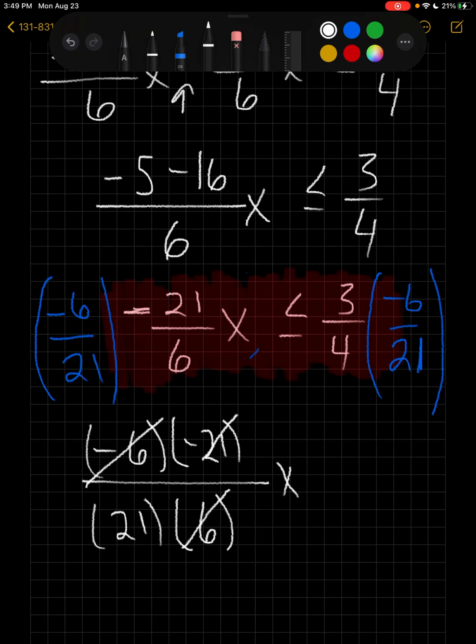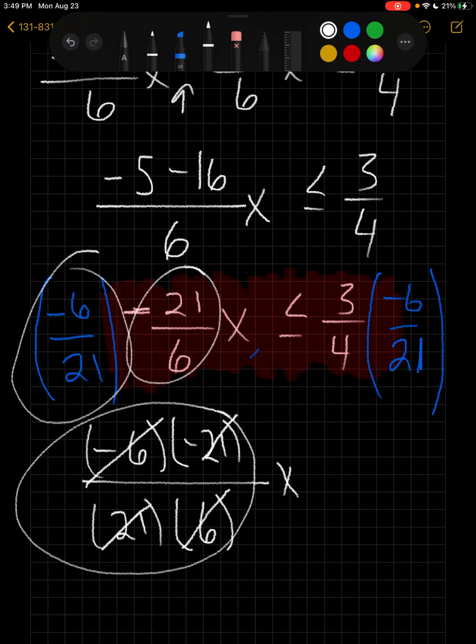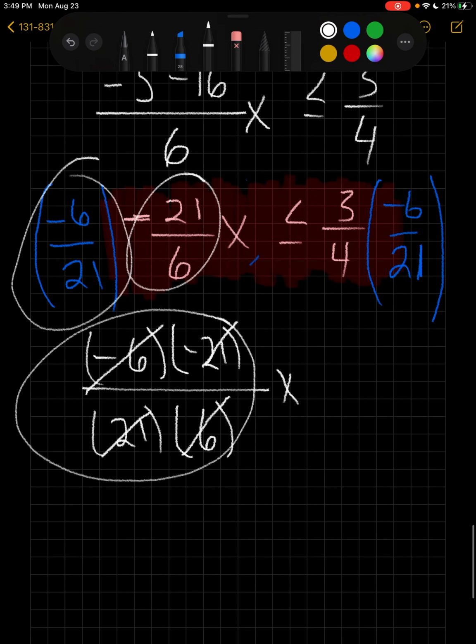I have 21 divided by 21, which gives me 1. And notice here I had a negative times a negative, which gives me a positive. So all of this reduces to just positive 1. So I'm left with 1x on the left-hand side. Nice, right? That's what we wanted to get.